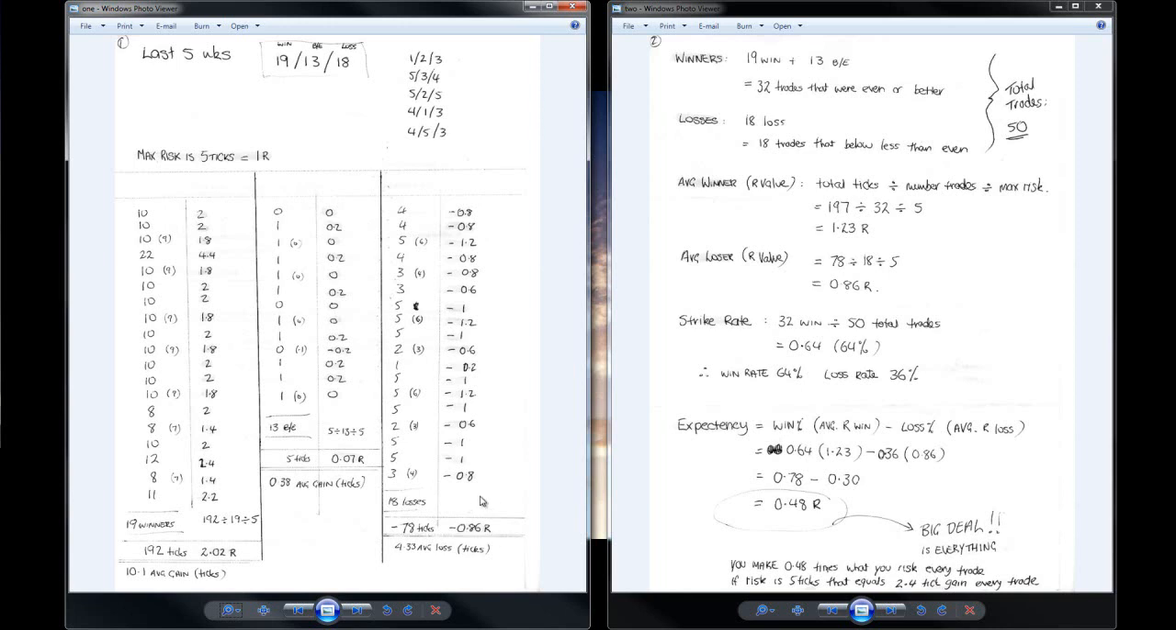Meaning, if 1R is 5 ticks, every time I take a losing trade, on average I'm losing 0.86 of what I initially risk, which is 5 ticks. Expressed in ticks, 0.86 times 5 ticks equals 4.3 ticks. So basically, when I average out all my losing trades after commission and everything, my average losers are a little bit better than what I expect. It's 4 ticks rather than 5 ticks.